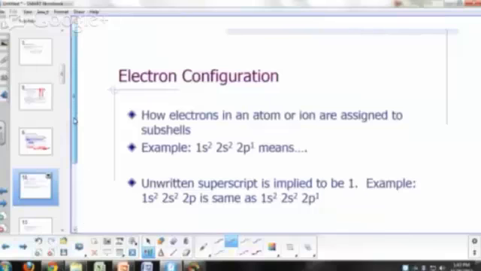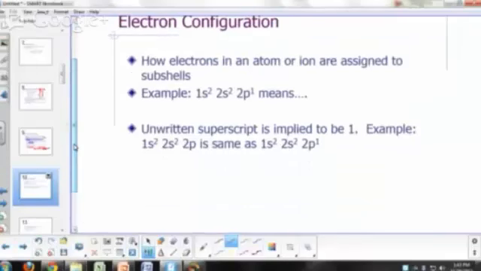An electron configuration is simply a listing of the number of electrons assigned to each subshell. Okay? So, for example, when you write something like 1s2, 2s2, 2p1, what does that mean? We're assigning 2 electrons to the 1s subshell, 2 electrons to the 2s subshell, and 1 electron to the 2p subshell.